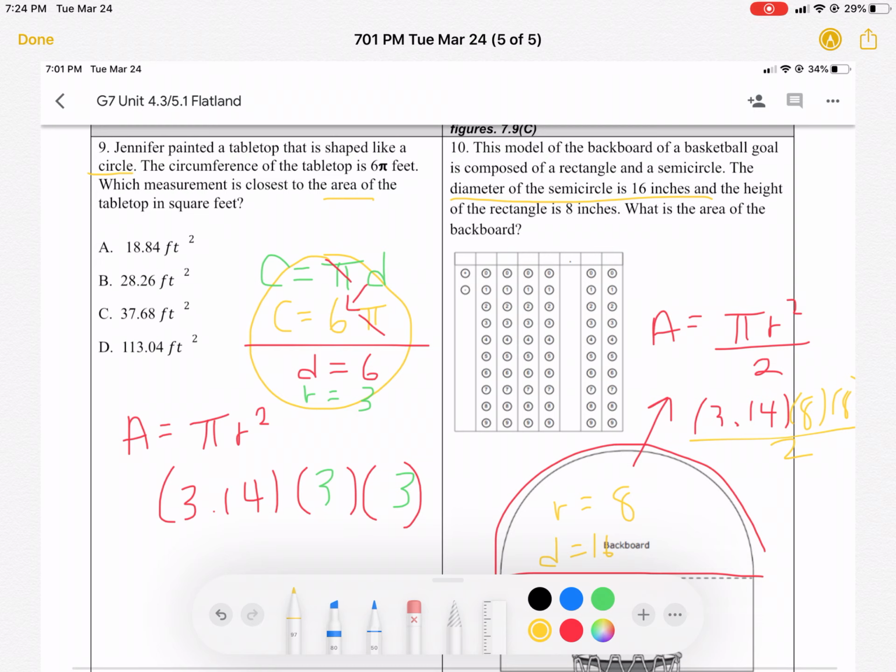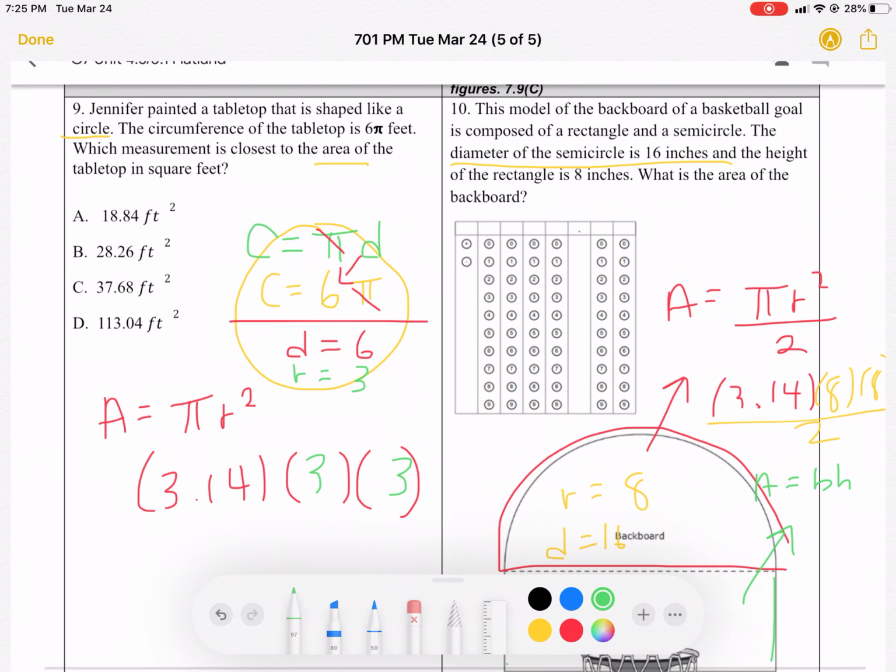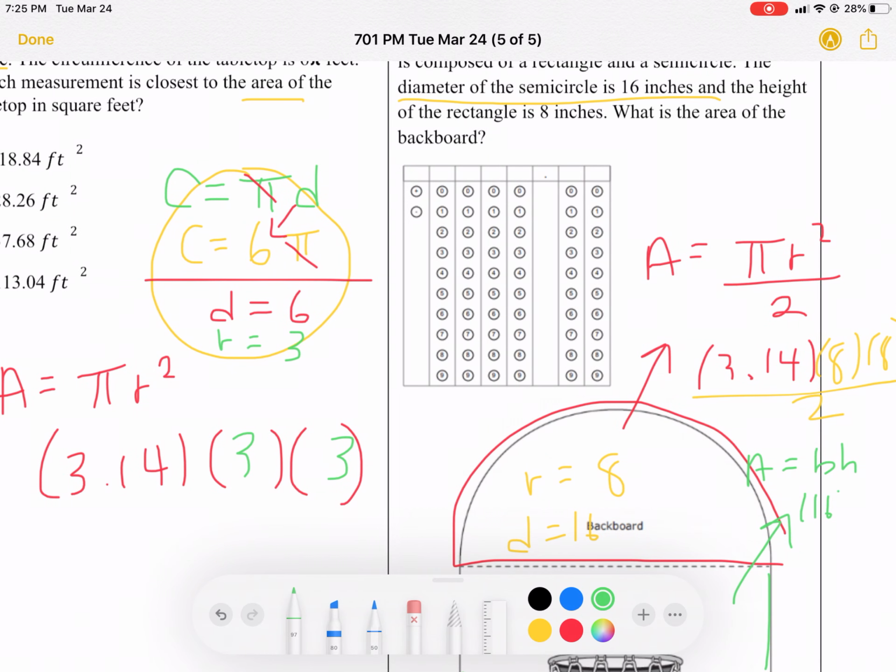Okay, and then you're gonna have to find the area of the rectangle. Sorry, you cannot really see the pictures, but for the rectangle it's just base times height. It says the diameter of the semicircle is 16, so that is the same as the base of the rectangle, which is 16, times the height. They told us that the height of the rectangle is 8. So you're gonna have to multiply those two numbers, okay? And then at the end, you're gonna have to add both numbers, and that will be it.